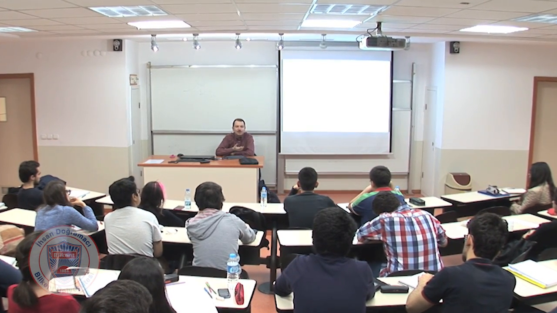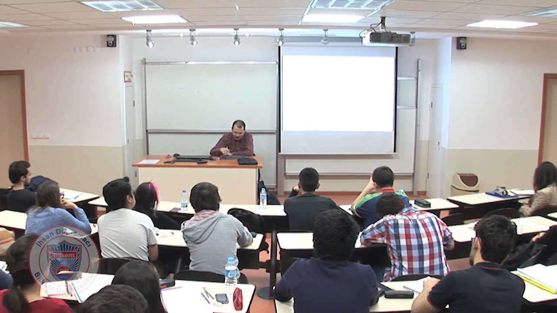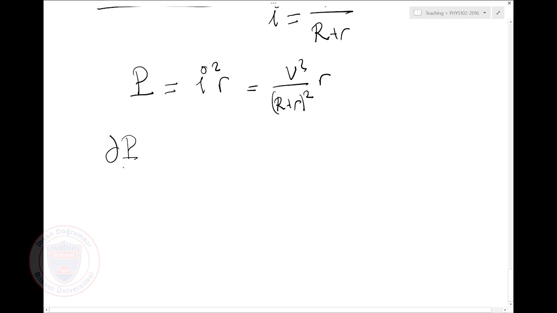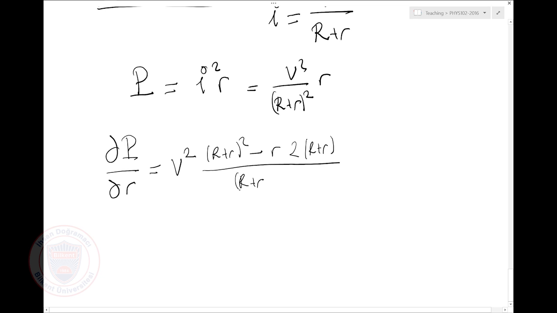How do I find the maximum of a function? I take a derivative. So let's actually take the derivative of this with respect to r. V square is a constant. In the numerator I have r, so this is going to be (R plus r) square minus r times 2 times (R plus r), divided by (R plus r) to the 4th power. And the derivative should be 0 for maximum power, right? That's how we find maxima of a function. Good. So what does that mean?